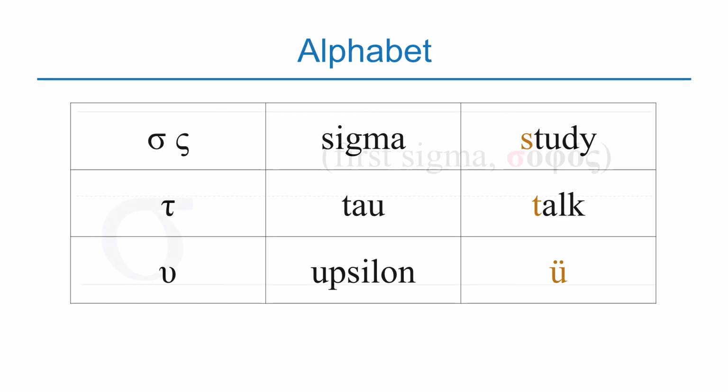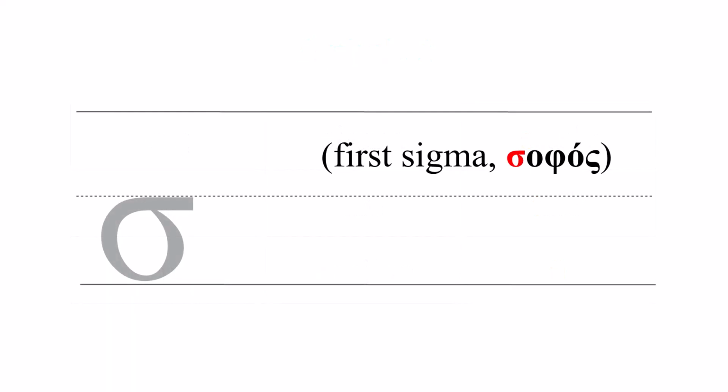Let's look at how these are written. The first one being sigma, and as I said, sigma has two ways of writing it. There's a sigma that you write when you're beginning a word. For example, the word given there, sophos. That first sigma that you're seeing there is the sigma that you write when the word is beginning. But the last one there is what we call a final sigma. It's a sigma that you write when a word is ending.